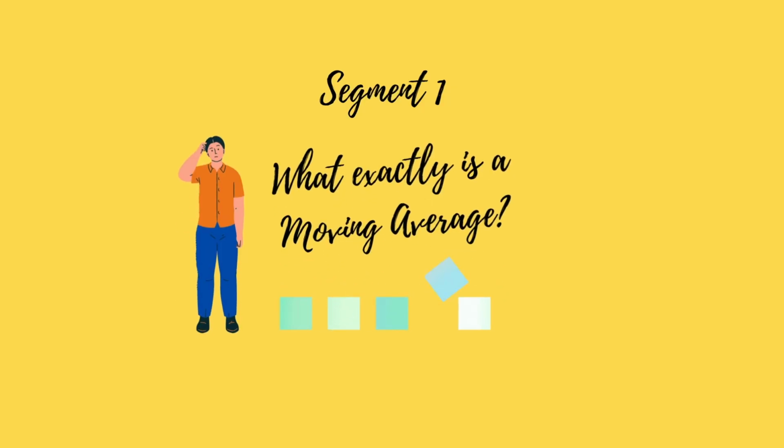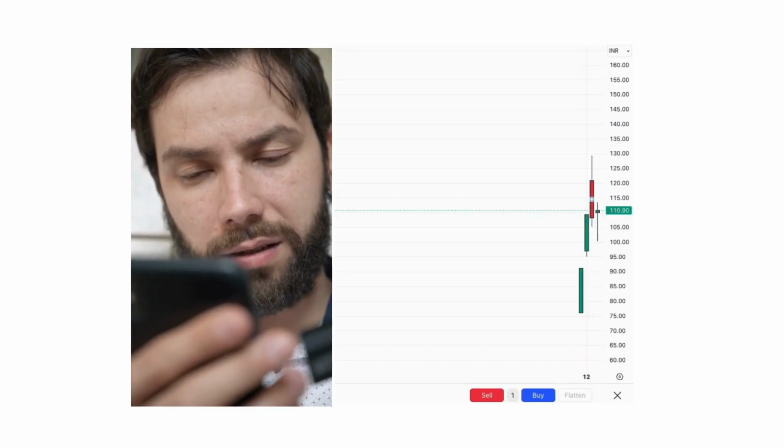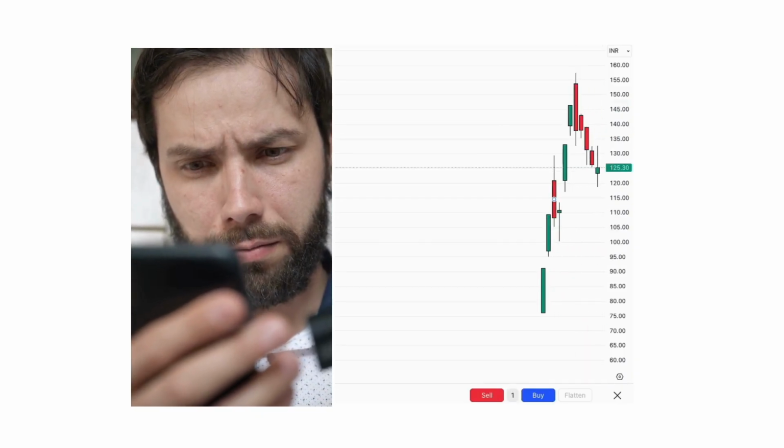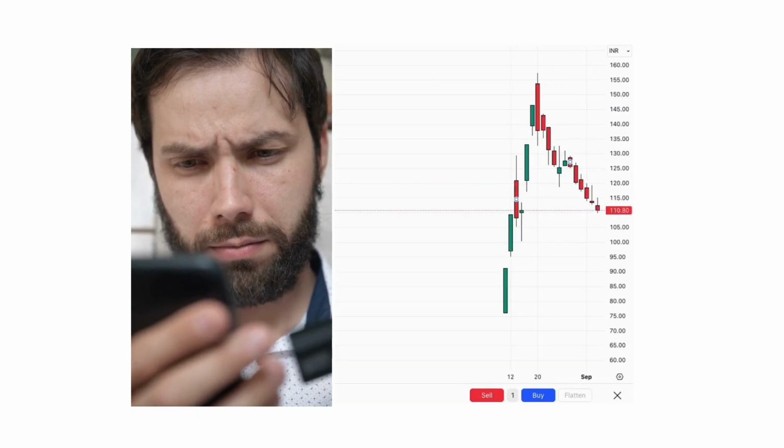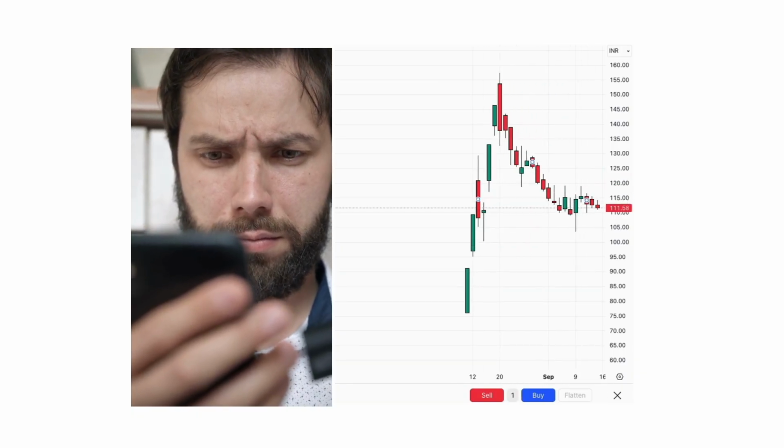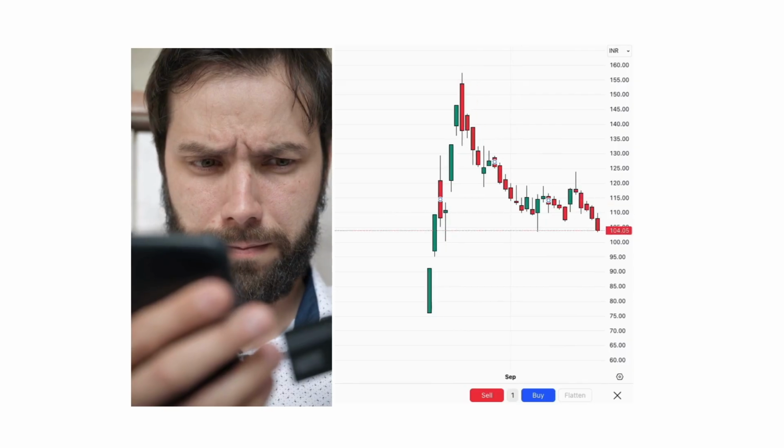What exactly is a moving average? Let's start with the basics. Imagine you are looking at a stock price that's jumping up and down erratically. It can be tough to see the true trend, right? That's where moving averages come in.